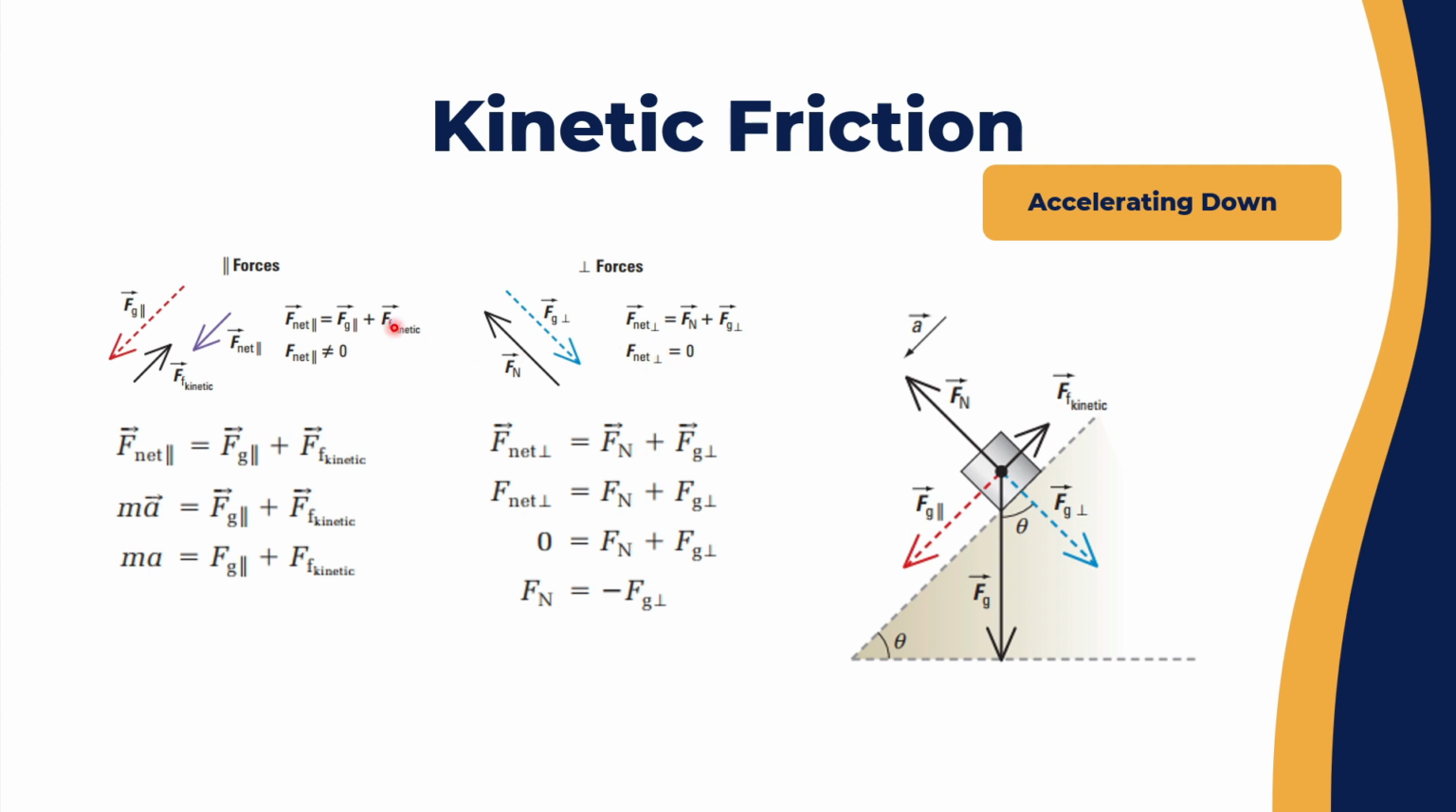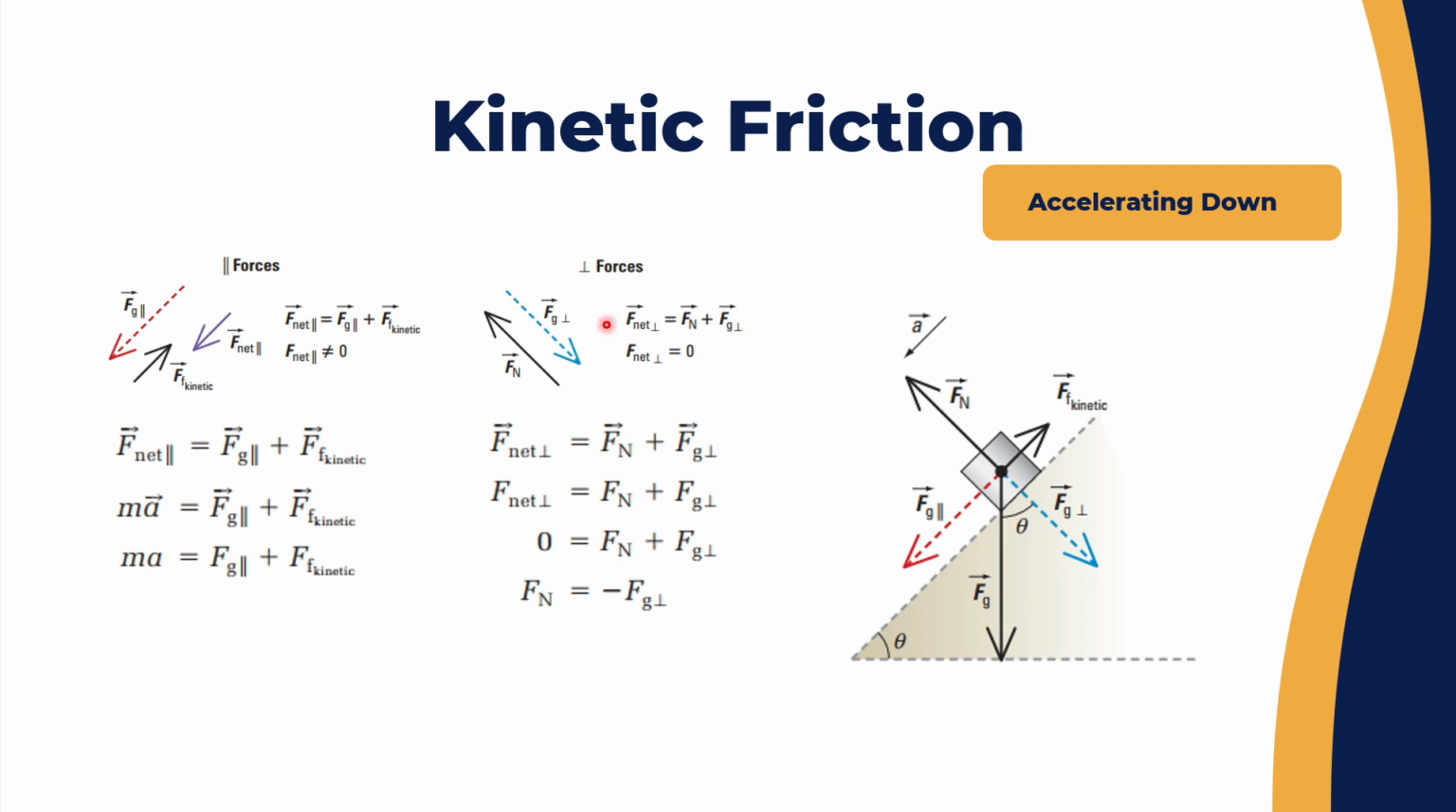Before, we were saying the parallel net force is zero because the object is standing still. We know there's only static friction in this case. While in kinetic friction there is motion for sure, so the net force in the parallel direction is not zero. So when you analyze the net force for the parallel direction, F net equals the mass times the acceleration, which equals the parallel gravitational force plus the kinetic friction force.